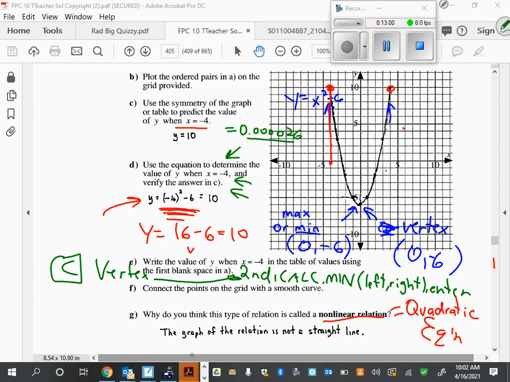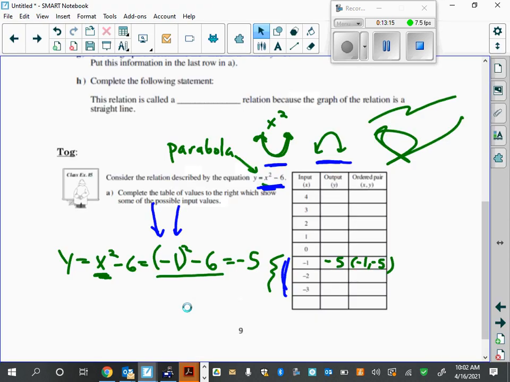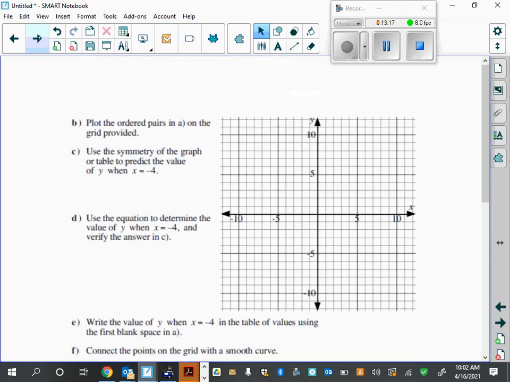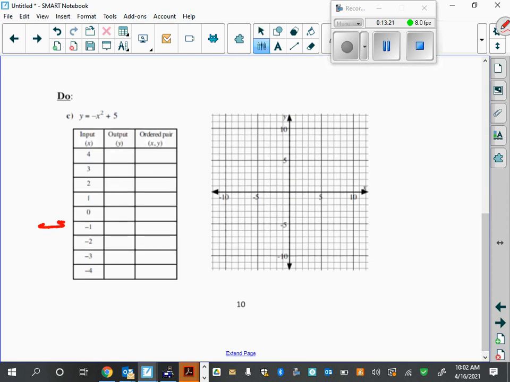Your turn to do page 10. Bottom of page 10. One for you. Be careful with the negatives. In fact, I want everyone to start with the -1 just to make sure you're on the right track. I want everyone to start with this one, please.